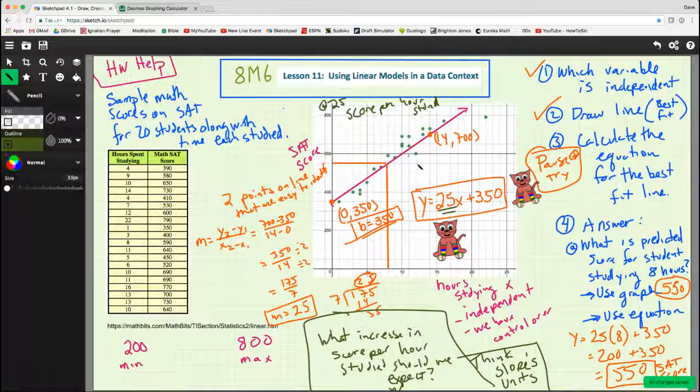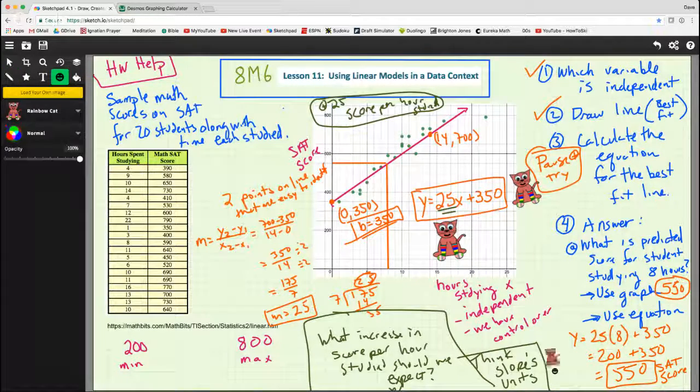And that's exactly right. Because let's put in the hours of 10. If we put in 10, we would expect 2 more hours studied. We'd expect a score of 600, right? We'd expect 600 because we'd expect 25 and 25, 50 points better if we studied an extra 2 hours, given our slope. And let's see if that's right. 10 times 25 is 250, plus 350 is 600. So we'd expect with 10 hours, we'd get a 600. And so that's exactly right. So what increase in score per hour? 25 points per hour.